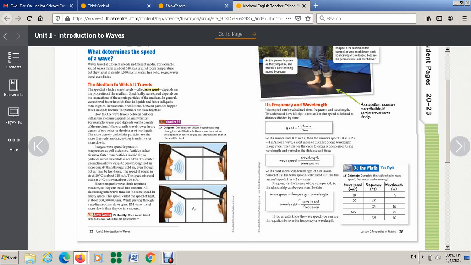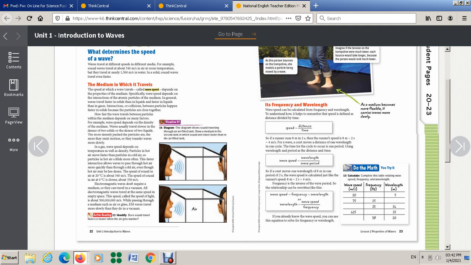Hello everyone. In the previous video we studied how to find the wave speed by using the wavelength and the wave period. We want to continue talking about how to find the wave speed and the wavelength by using the frequency. How can we talk about this?